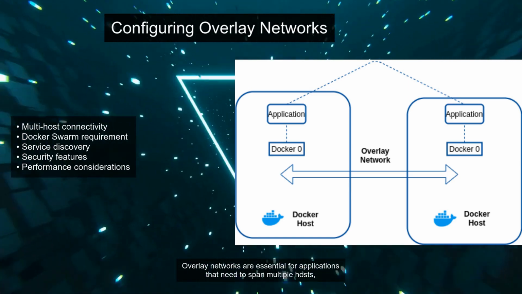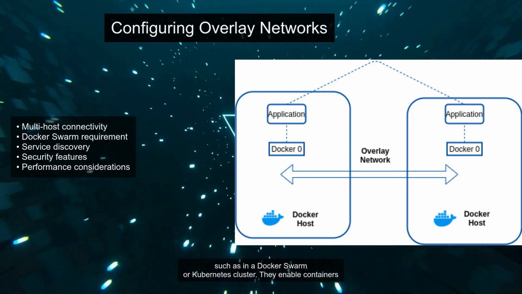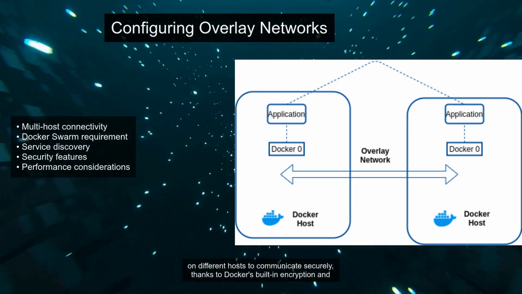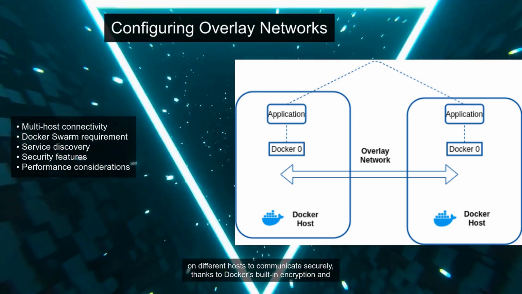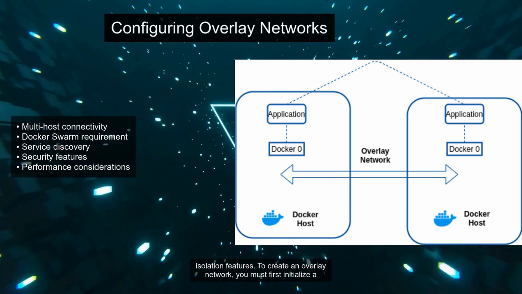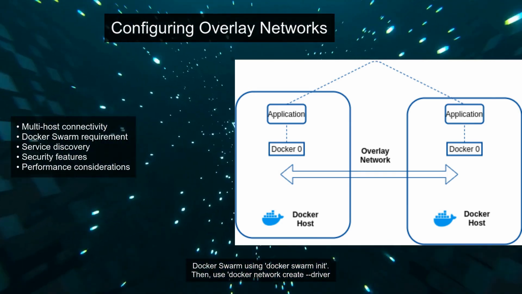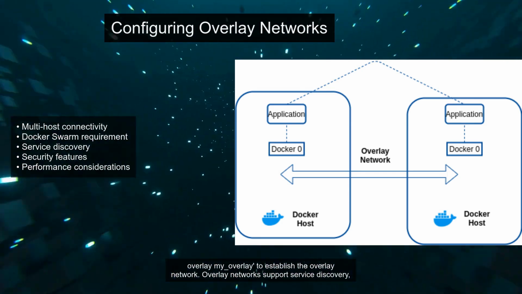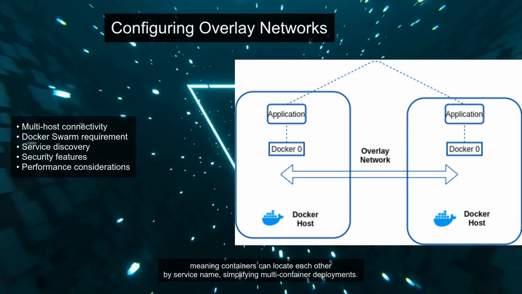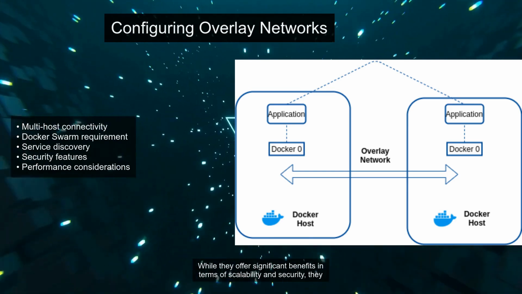Overlay networks are essential for applications that need to span multiple hosts, such as in a Docker Swarm or Kubernetes cluster. They enable containers on different hosts to communicate securely, thanks to Docker's built-in encryption and isolation features. To create an overlay network, you must first initialize a Docker Swarm using docker swarm init. Then, use docker network create --driver overlay my_overlay to establish the overlay network. Overlay networks support service discovery, meaning containers can locate each other by service name, simplifying multi-container deployments.